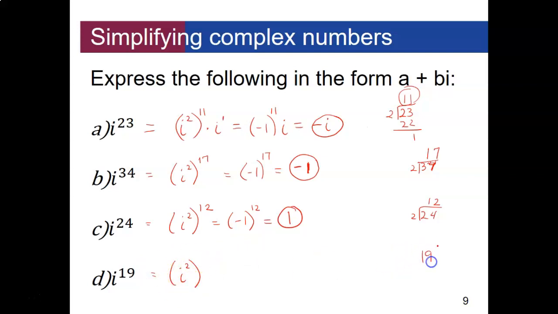Okay, here if I take 19 and divide it by 2, 2 goes into 19 9 times with 1 left over. So 9 times 2 is 18. And then I've got 1 as a leftover here. So this one's going to be -1 to the 9th times i. So it's going to be -i. So it's actually the same as the first example here.